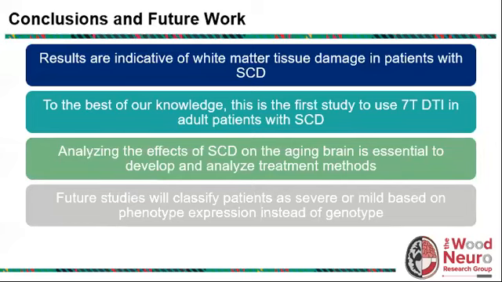In conclusion, our results are indicative of white matter tissue damage in patients with sickle cell disease. To the best of our knowledge, this is the first study to use 7T DTI in adult patients with sickle cell disease. Analyzing the effects of sickle cell disease on the aging brain is essential to develop and analyze treatment methods, and we hope that DTI can be used as a method to characterize treatment effectiveness in the future. Future studies will classify patients as severe or mild based on phenotype expressions instead of genotype.